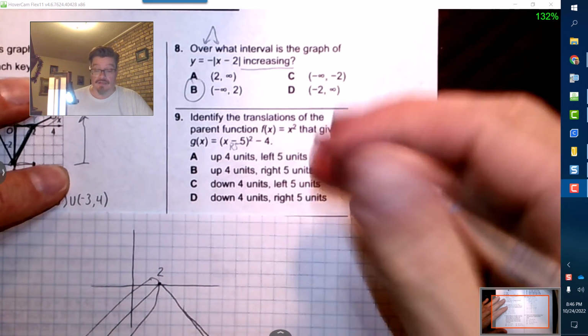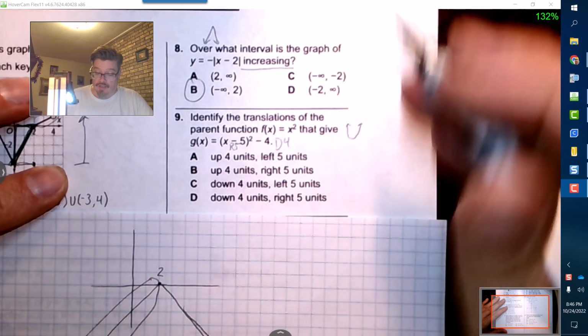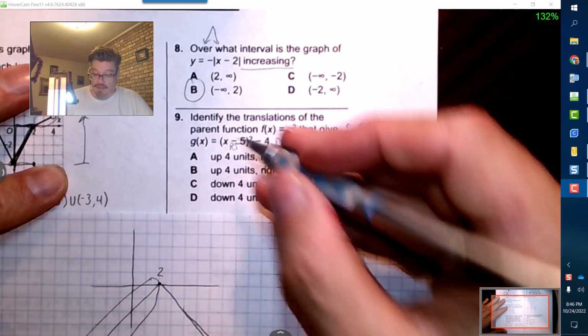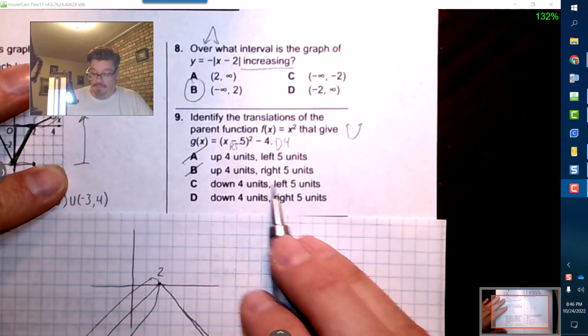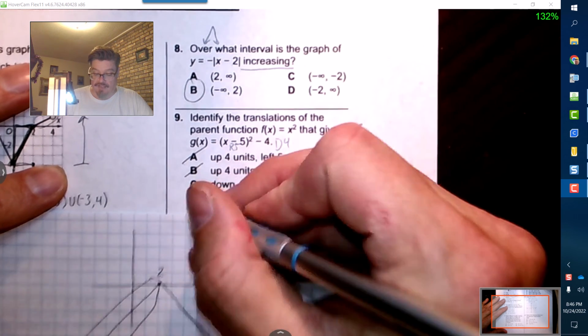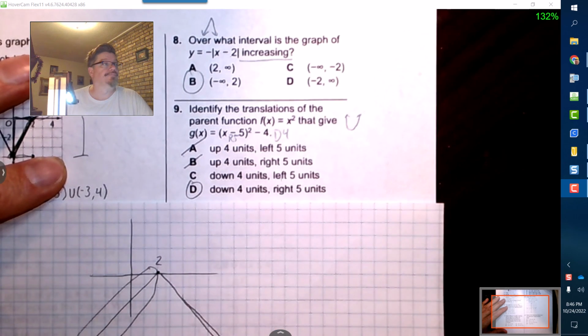This tells us that she's going to go down 4. So going down 4 can't be those two. Left, nope. Right, so it's got to be D. All right, we'll stop there.